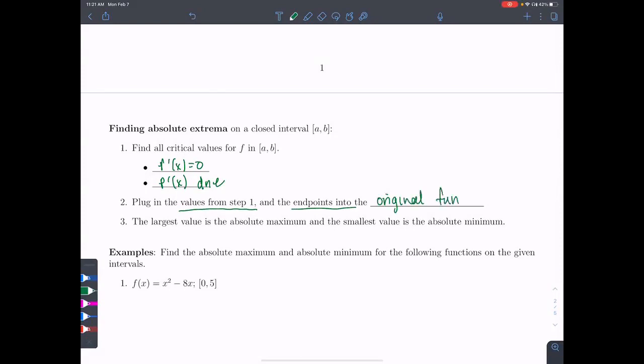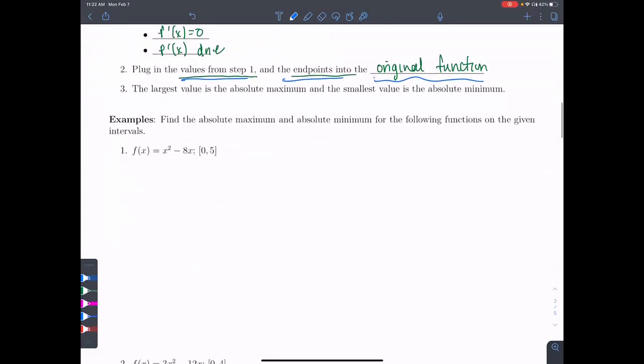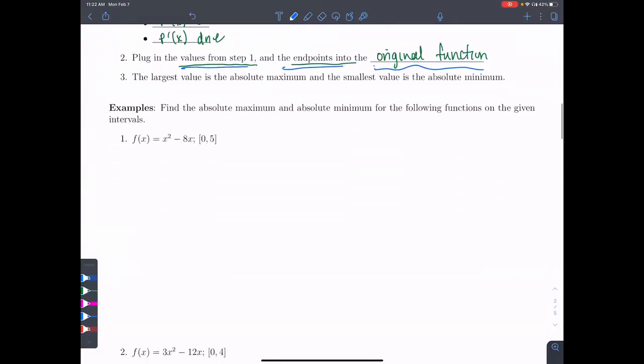You're looking for where that original function happens, so basically we're finding the only places it can happen, and then we're going to plug them in to see which one actually does it. The largest value is the absolute maximum, the smallest value is the absolute minimum. We're going to take a derivative to find the critical values, but then we're not going to use it after that. That's what makes this different than finding local extrema. When you're finding absolute extremes, you take a derivative to find a critical value.